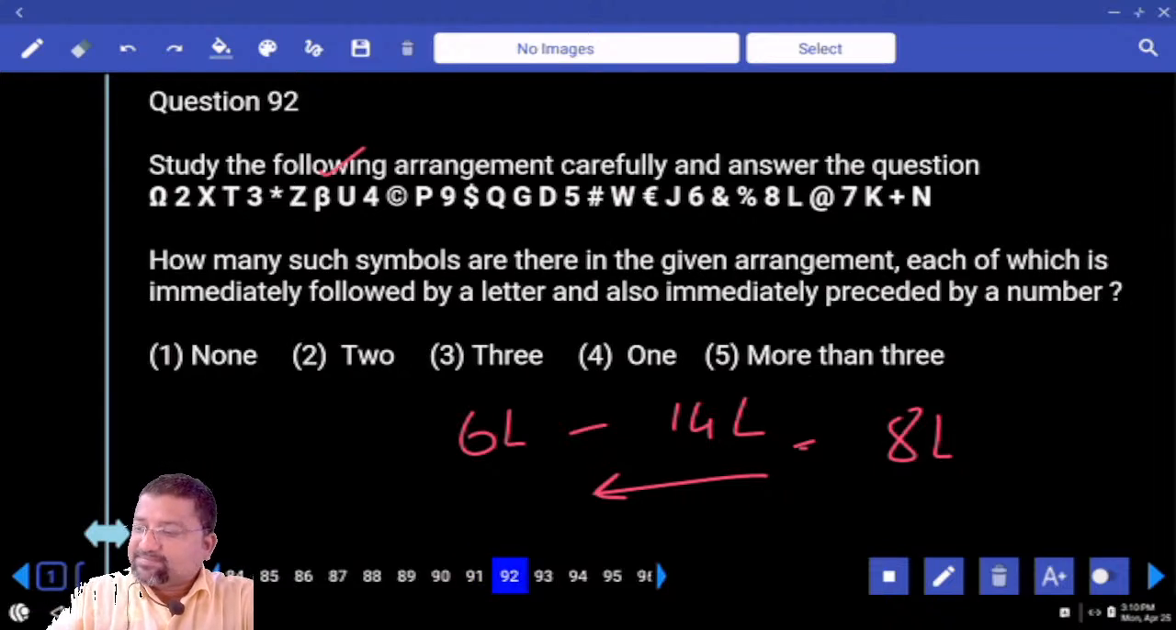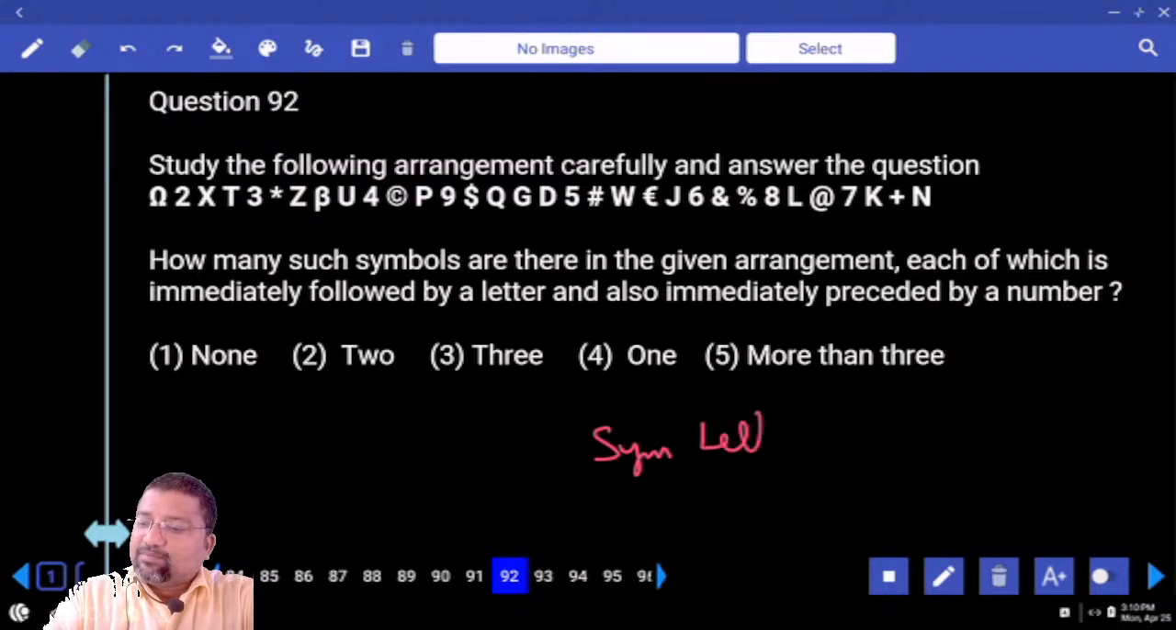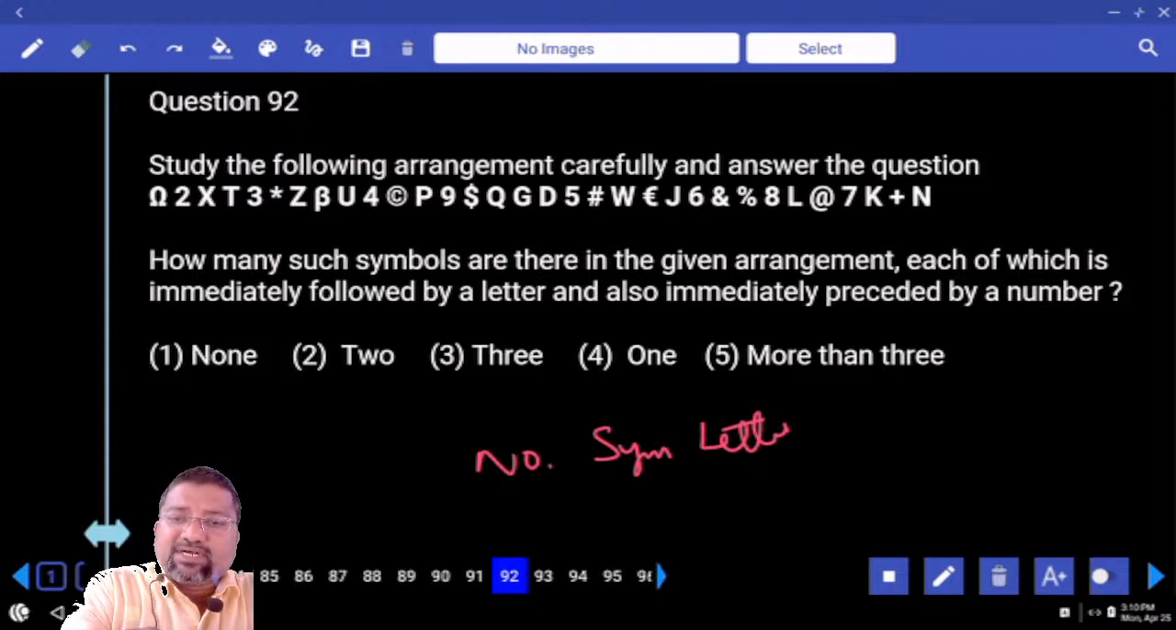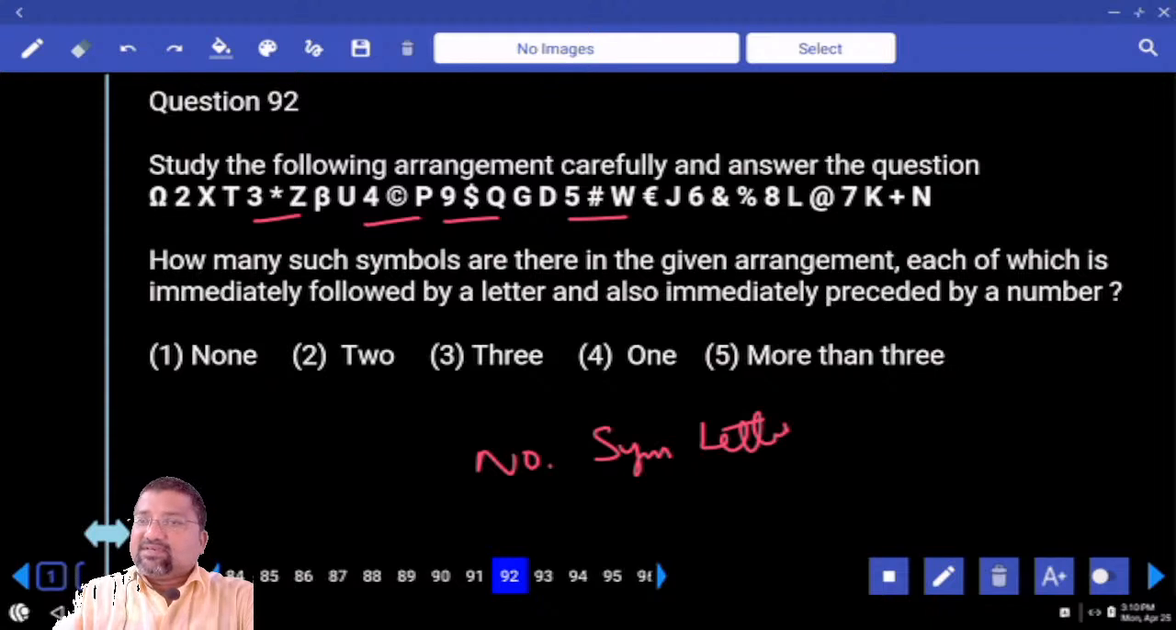What is it? Beta. How many such symbols are there in the given arrangement, each of which is immediately followed by a letter and immediately preceded by a number? Number, symbol, letter. Number, symbol, letter. 4 copyright P. Number, symbol, letter. $9 Q. Number, symbol, letter. 5 hash W. Look into the options. There is one option which says more than 3. Is there any necessity for me to check any more? No.